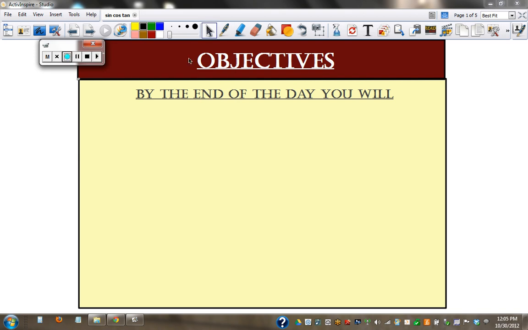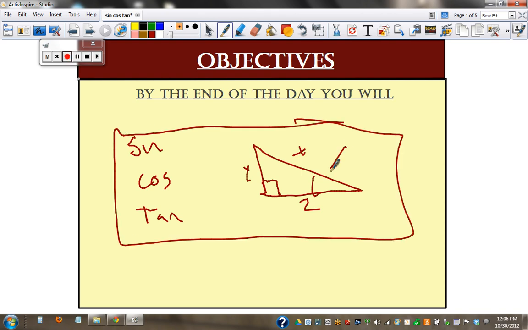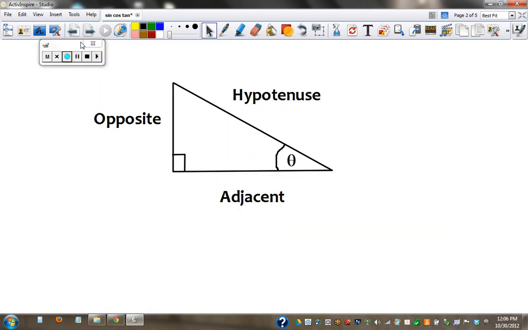Alright, so by the end of the day, you'll be good at using sine, cosine, and tangent in order to find various angles or lengths of different parts of a right triangle. That's our goal. Use these to find stuff about that. So let's start with the first part.